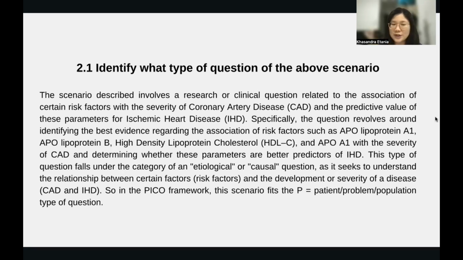This type of question falls under the category of an etiological or causal question, as it seeks to understand the relationship between certain factors, that is the risk factors, and the severity of CAD and IHD consequently. So in the PICO framework, this scenario fits the P or patient problem population type of question.